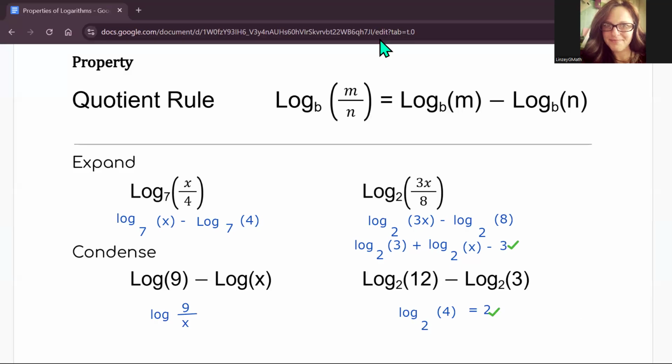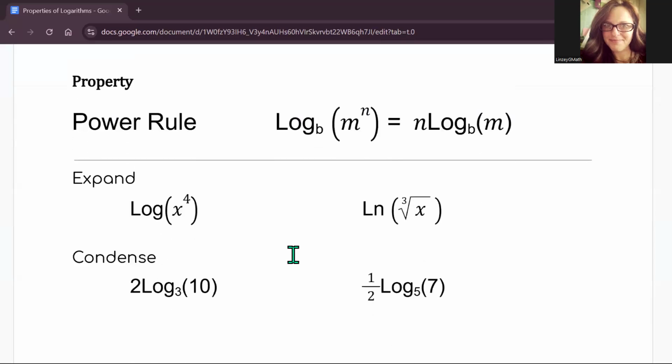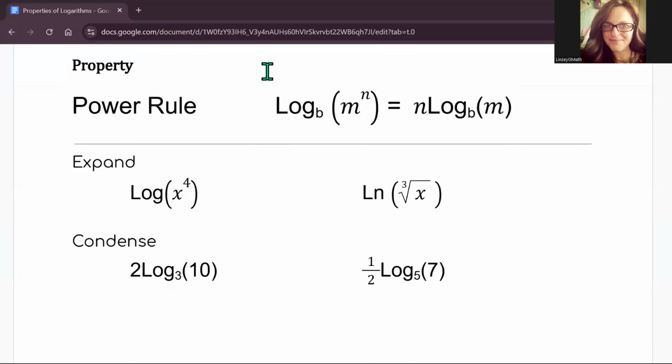Next, my favorite property, the power rule. This is really useful for solving logarithmic and exponential equations. The power rule, log base b of m raised to the n power, you can take the exponent n out from the logarithm and put it as a coefficient multiplied out front. So we get n times log base b of m. And you can go the other way and put the coefficient back up into the power in the logarithm. So we'll do exactly that.